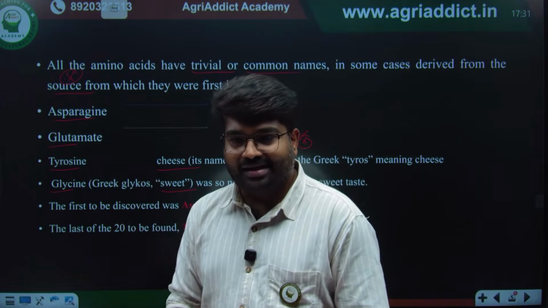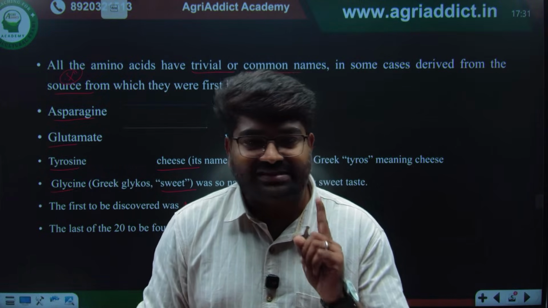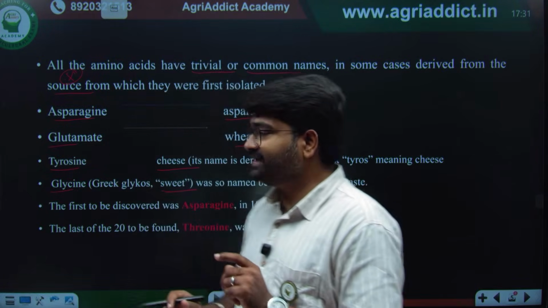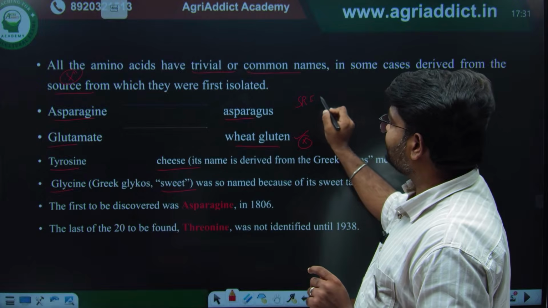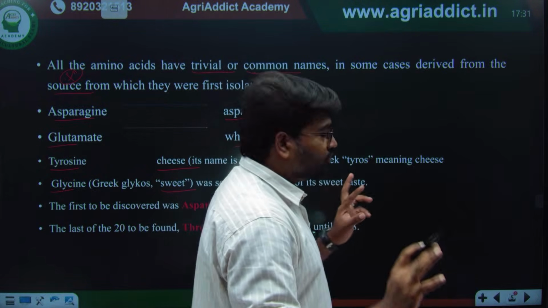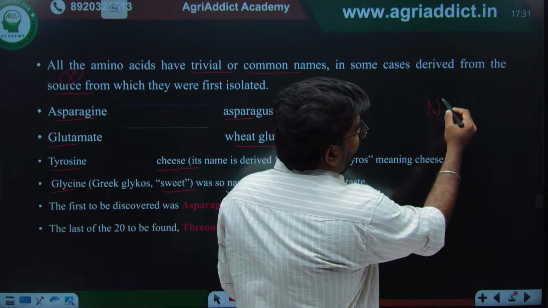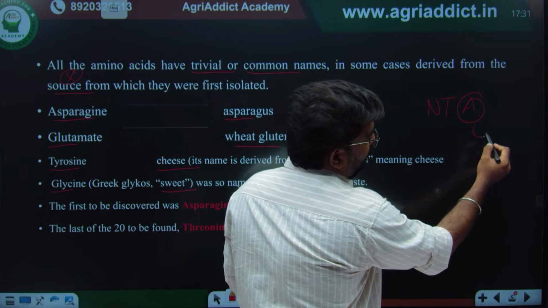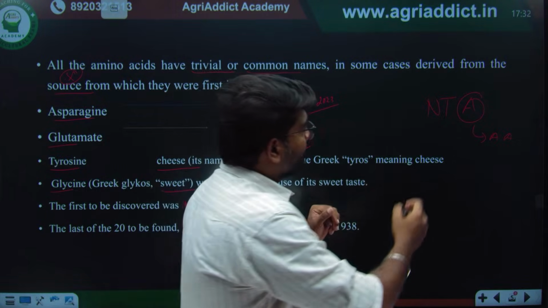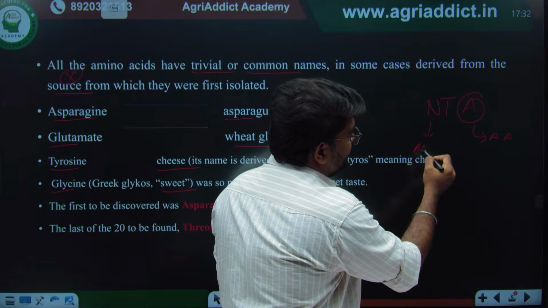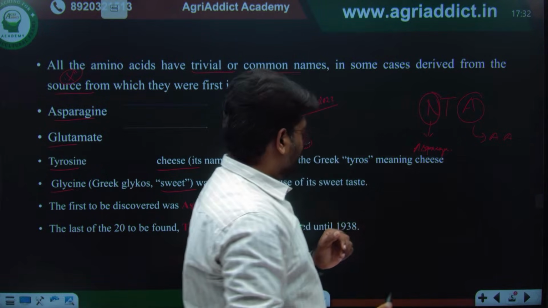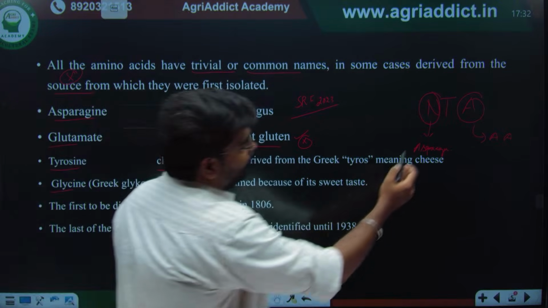Another thing I am going to discuss here: which is the first discovered amino acid and which is the last discovered amino acid. They asked this in the CSIR 2023 question. So you just have to remember NTA. A is for amino acid. N is the single letter code for what? For asparagine. So the first discovered amino acid is asparagine, and the last discovered amino acid is threonine, that is T.